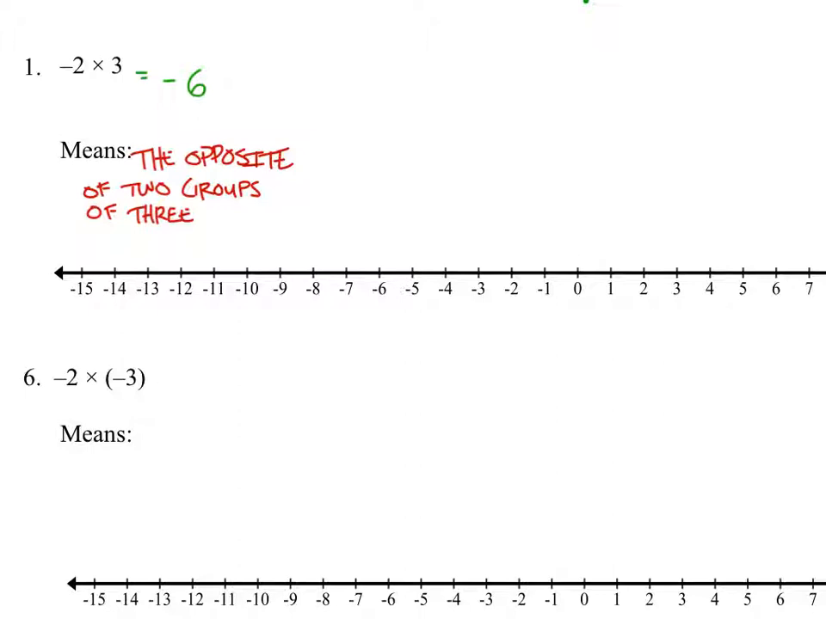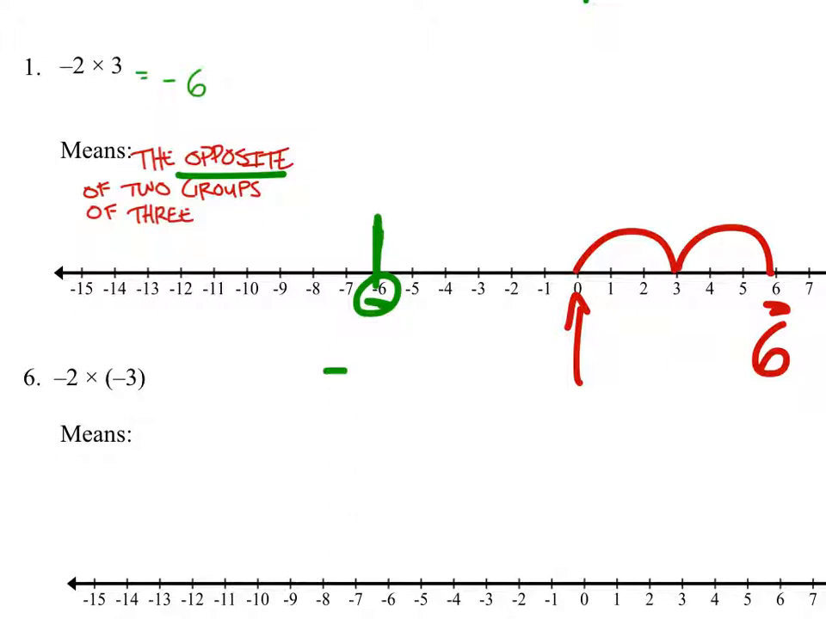But I still want to show you how it works on the number line. All right, so the way this works on the model is first we're going to do that 2 groups of 3 stuff. So again, starting at 0, we're going to give ourselves one group of 3, 2 groups of 3, which puts us at a positive 6. But then we've got to take the opposite of that, which would take us back over here to negative 6. So negative 6 is the actual answer.